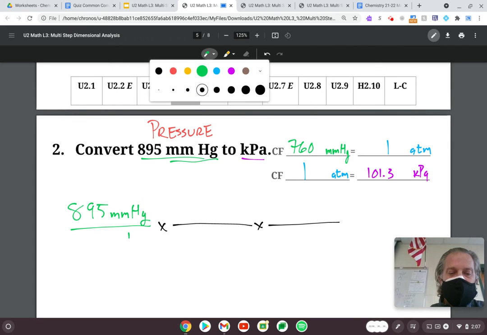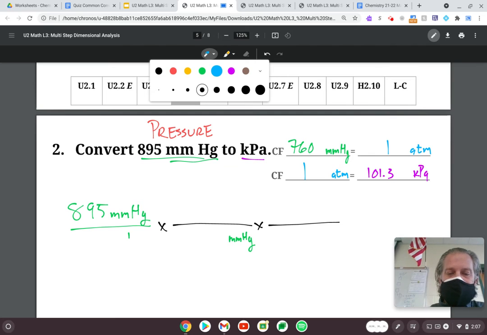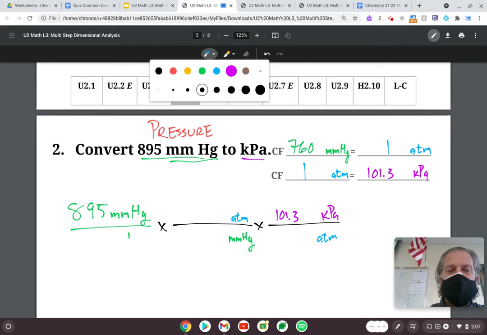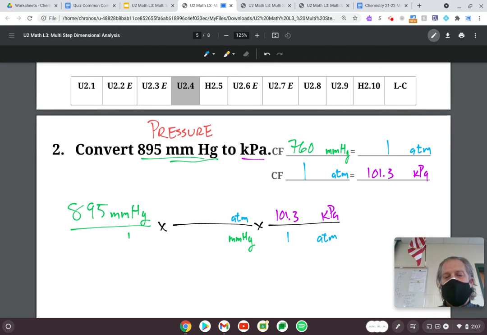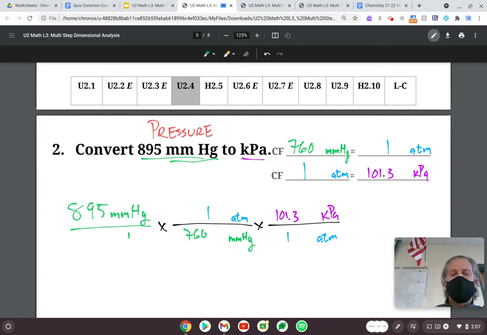So I'm going to set this up so I have green millimeters of mercury on the bottom to cancel out, and blue ATMs on top. And then I'm going to put blue ATMs on the bottom to cancel out, and purple kPa on the top. Then I'm going to go back and fill in my values. And according to my relationships, 101.3 kPa is equal to 1 ATM. 1 ATM is equal to 760 millimeters of mercury.